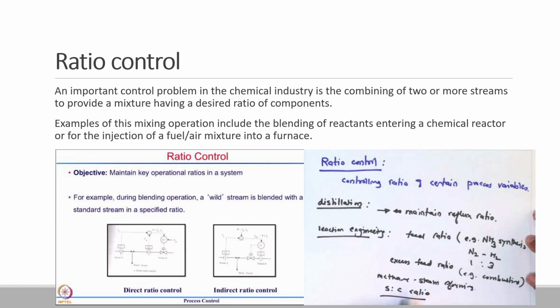Now the next control strategy is the ratio control. So in the chemical industry, an important control problem is to combine 2 or more streams in some fixed ratio. Examples of this include blending of reactants entering a chemical reactor, or injection of the fuel-air mixture. In the Haber-Bosch process for the production of ammonia, we want to control the ratio of nitrogen to hydrogen at 1:3. So in such a process, we can use this ratio control.